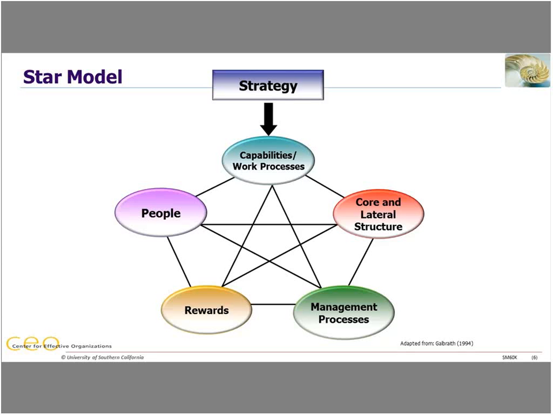If you look at the star, it talks about 6 things.